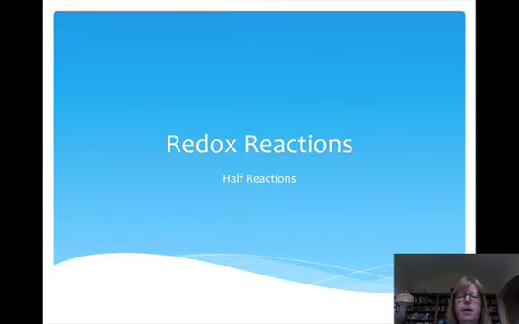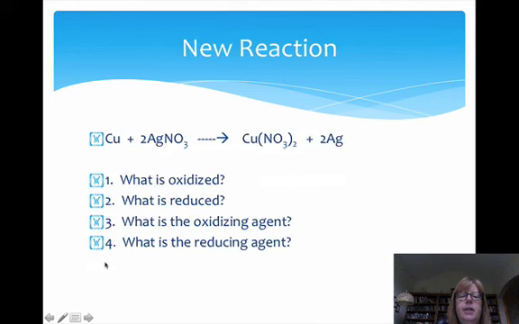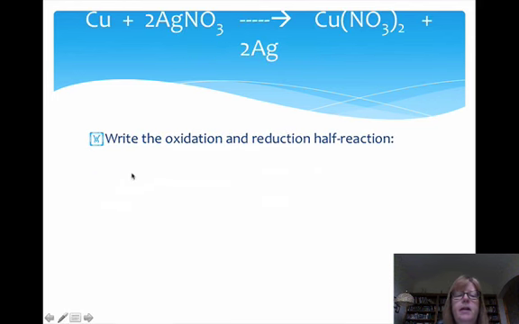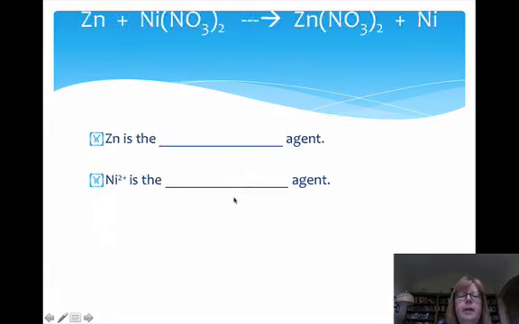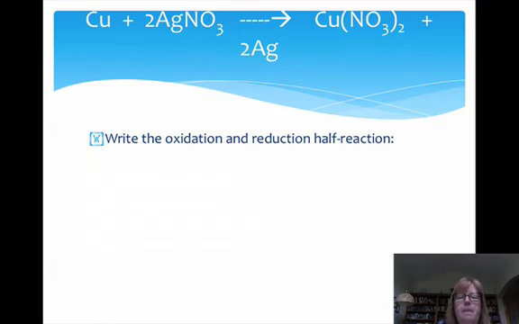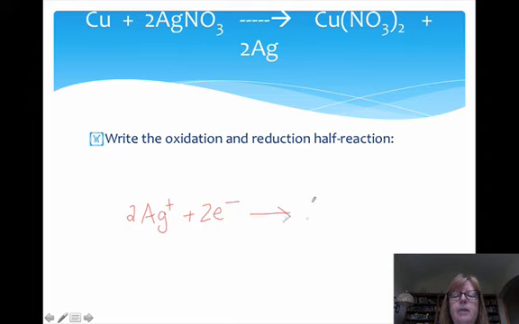Oh, goodness gracious. I'm sorry, we need the reduction half reaction. So our reduction half reaction is going to be the silver. What is going on, folks? I apologize. Oh, I know what happened. Okay, so let's go ahead and do the reduction half reaction. Finally. We're starting with 2 silvers, and it's gaining 2 electrons because silver is being reduced and reduction is gaining, which means our electrons are on the reactant side. And there is our reduction half reaction.